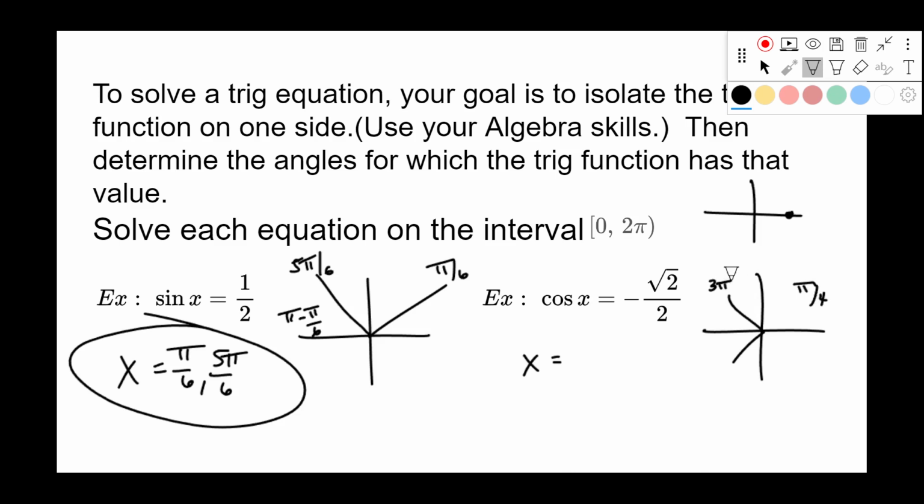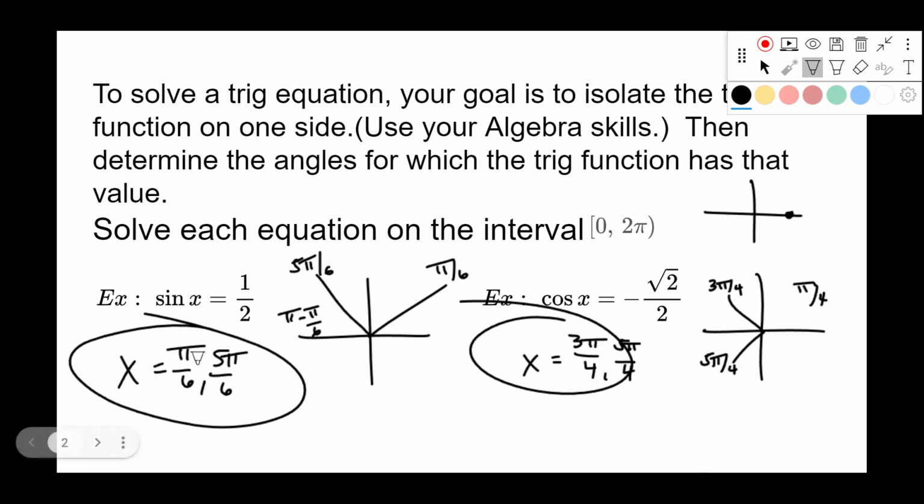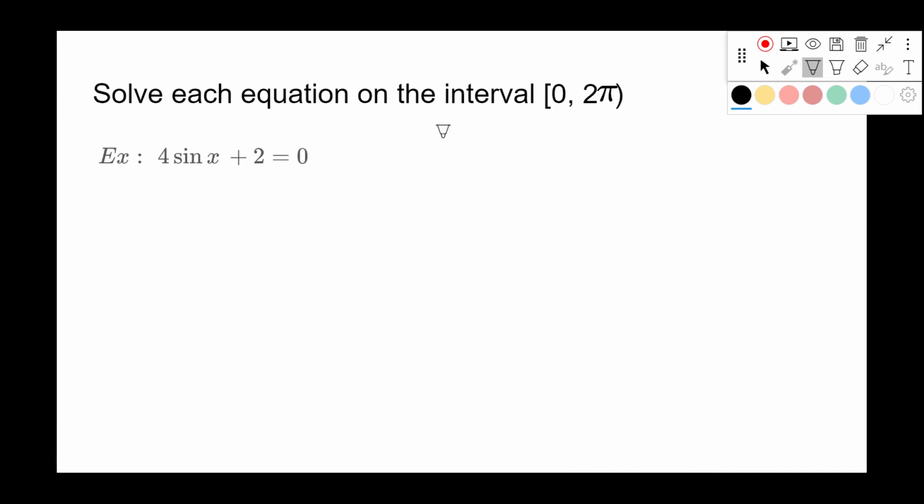In quadrant 2, that's 3 pi over 4. In quadrant 3, it's 5 pi over 4. So 3 pi over 4 and 5 pi over 4. Those are our two answers. Okay? It's that simple. As long as you know your unit circle, you're in the game. All right, let's keep going.